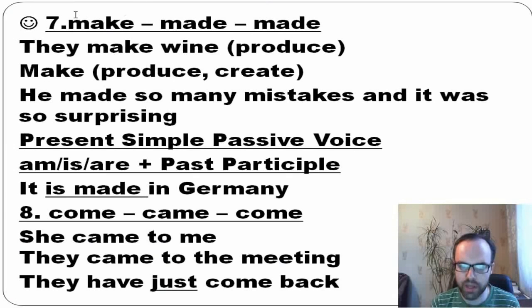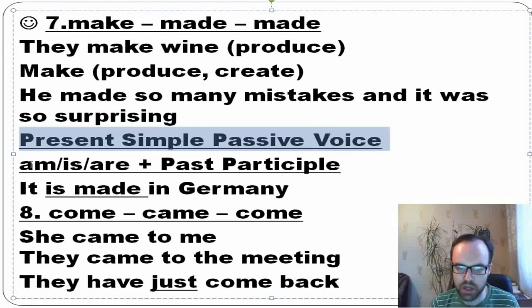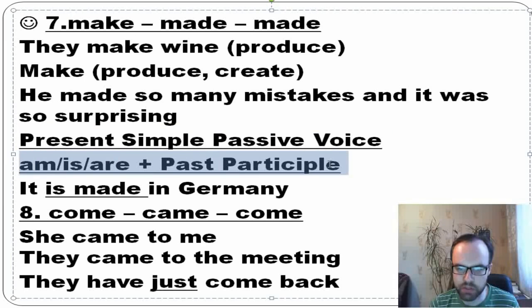Next, make, made, made. They make wine or they produce wine. So make means produce, create. He made so many mistakes and it was so surprising. Okay, present simple passive voice. Am, is, are plus past participle. It is made in Germany.